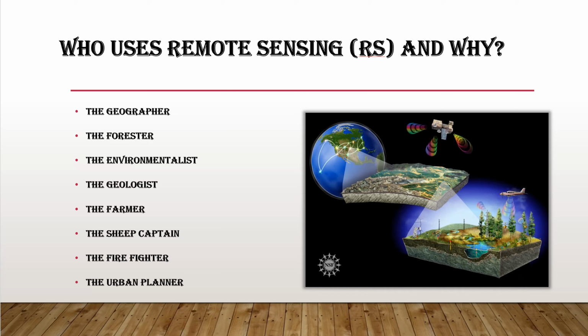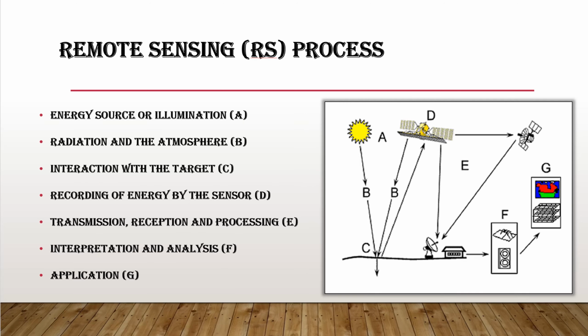And the urban planner wants to map and monitor land cover, land use, morphology, etc. Morphology is nothing but the study of form of human settlements and the process of their formation and transformations. So these are the various purposes for which remote sensing is used.